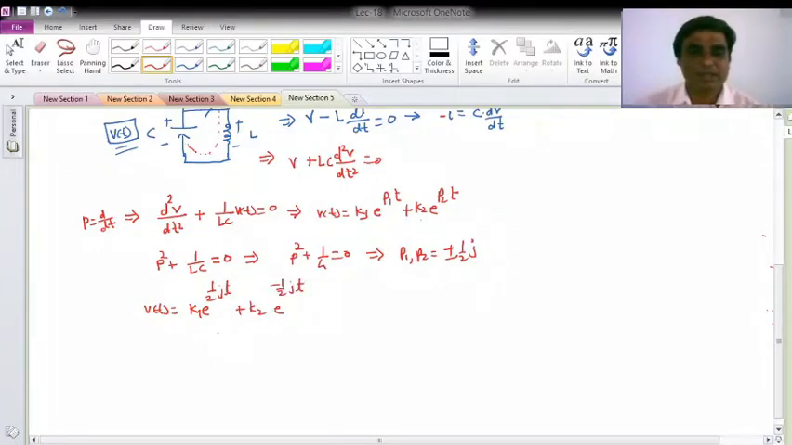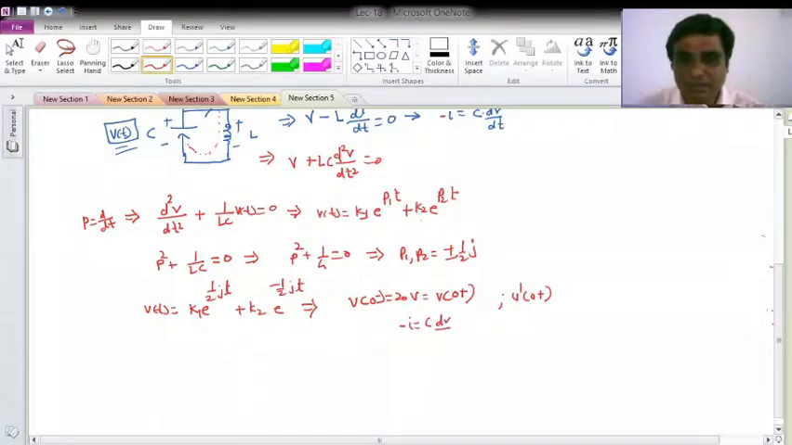Now to get K1 and K2, let me assume the initial conditions. So what was the initial condition? We saw that it was a series RC circuit, it has been charged, and what was the charge voltage? That was 20 volt. So V of 0 negative was 20 volt, and as it satisfies the law of continuity, it will also be the same V of 0 positive. Now next, what I need is V dash of 0. In order to get V dash of 0, I know that minus I is equal to C dV by dt. So by the use of this I can find it out. So I of 0 plus will be C V dash of 0 plus.